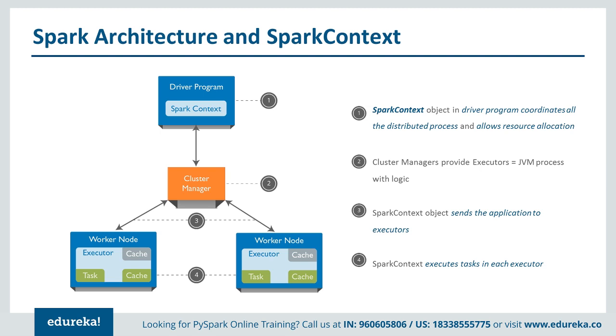So the cluster manager will provide executors that will be in the form of Java virtual machine processes with some logic. So SparkContext will send the application to executors through the cluster manager, and executors will be the worker nodes. It is actually used interchangeably in Spark, wherein we call an executor a worker node, or worker nodes hosting multiple executors. So SparkContext will execute tasks in each executor.